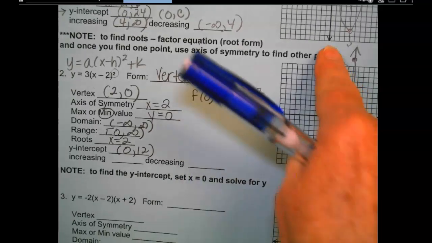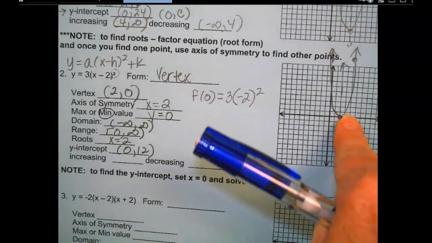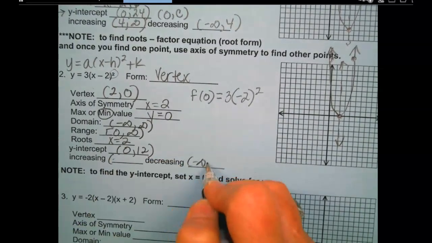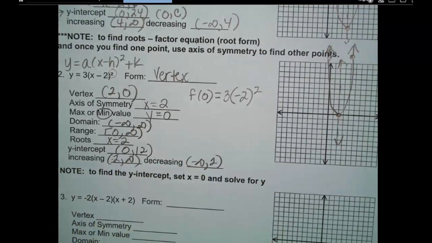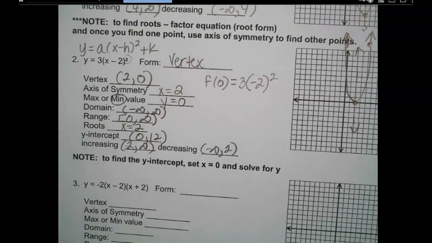If I put my finger here and I move to the vertex, am I moving up or down? I'm moving down and I'm using x or y. X, so I'm going to 2, and then I'm going to infinity. Any questions here?